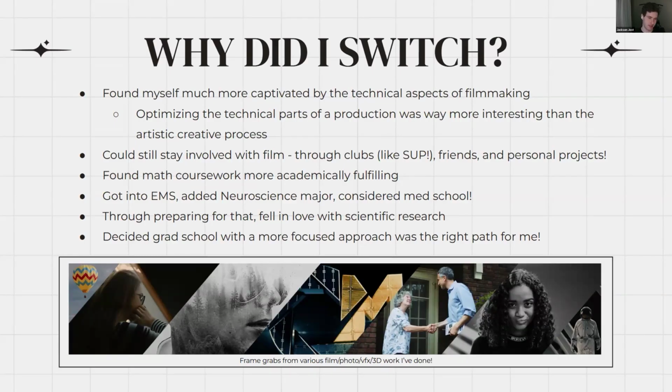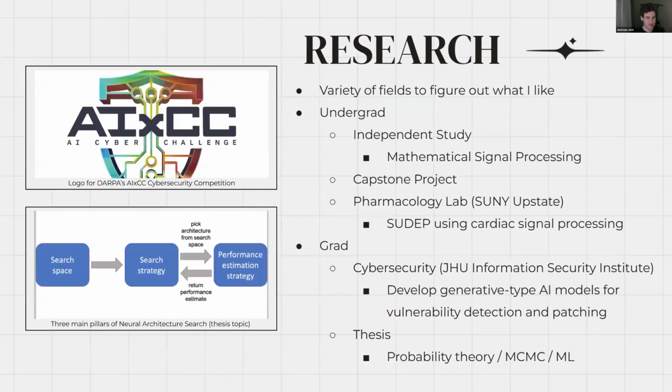And then I just put some pictures of random stuff I've done. I still try to do some film and photo VFX stuff from time to time. So yeah, a little bit more background about me for research. In undergrad, I basically did a lot of stuff to try to figure out what I like. I did an independent study where I was looking at mathematical signal processing. That was stuff like Fourier transforms, wavelets, things that have to do with any sort of signal encoding or processing.